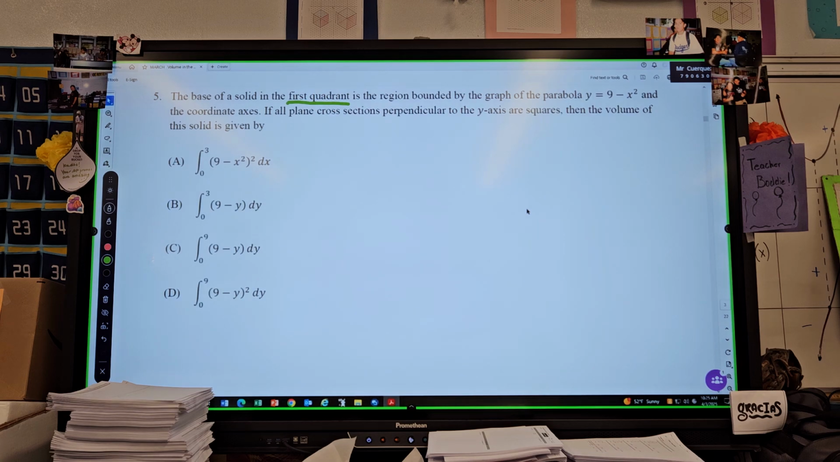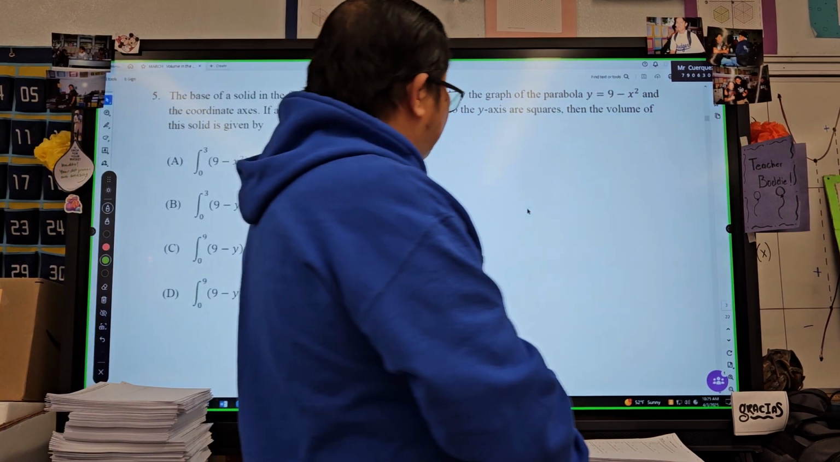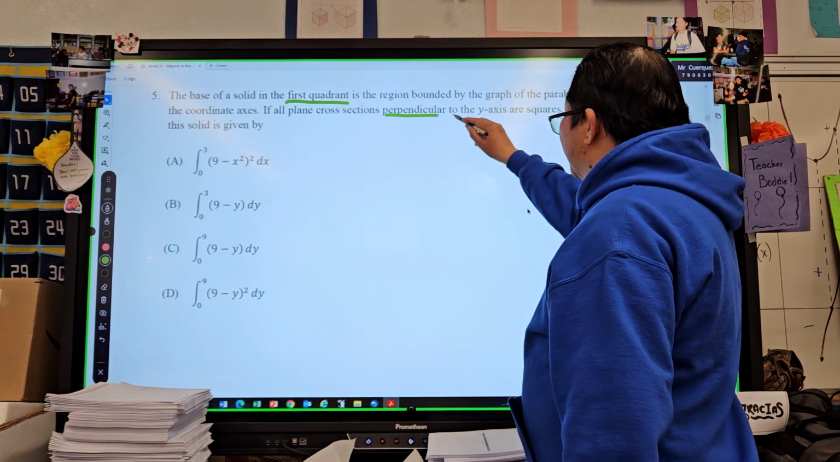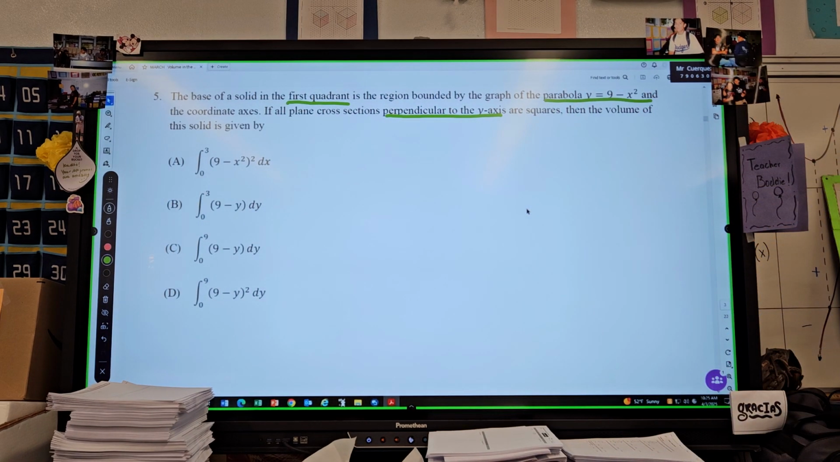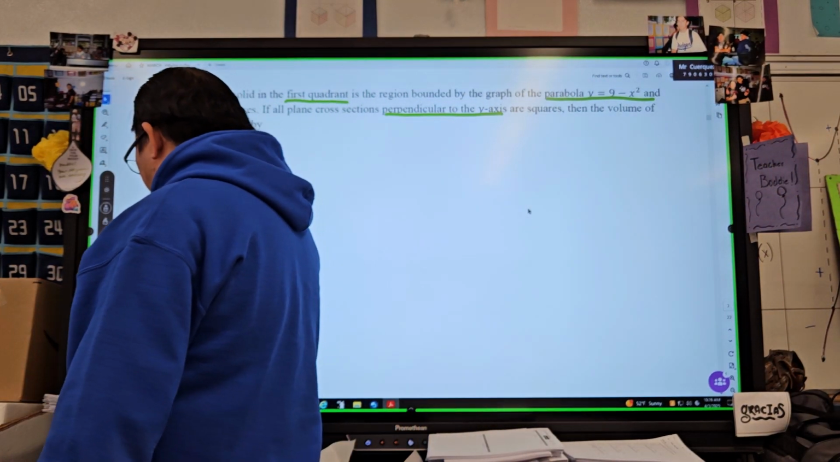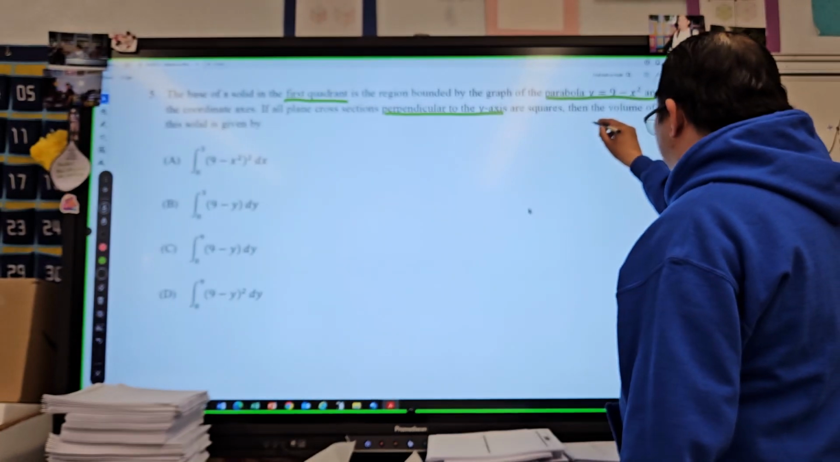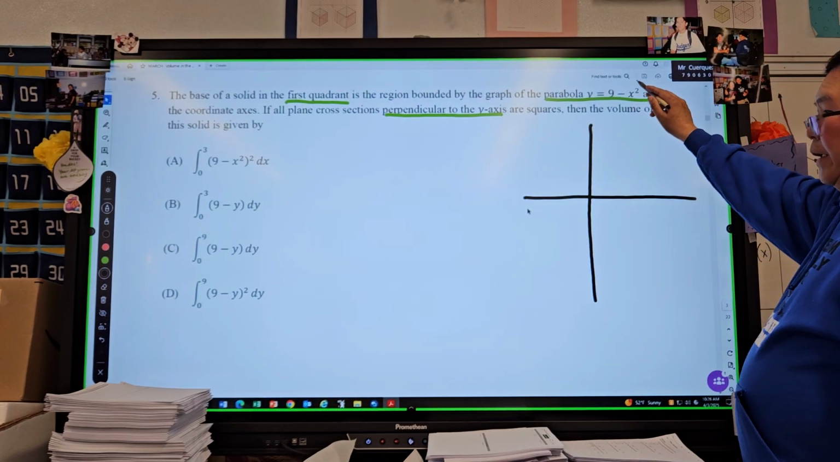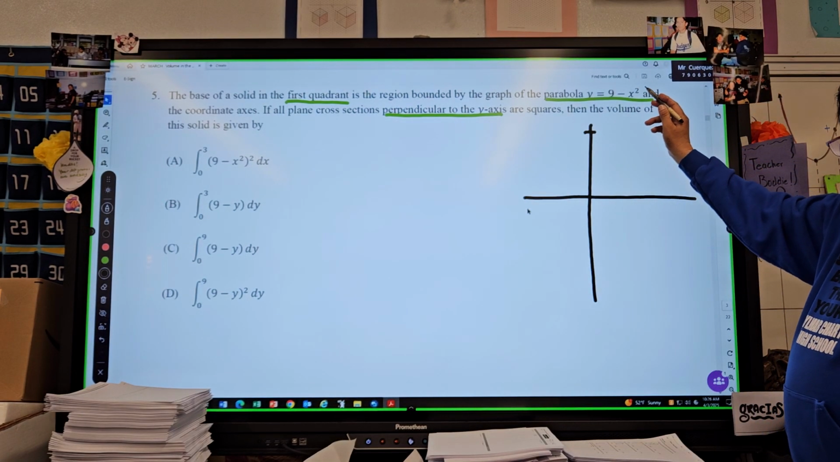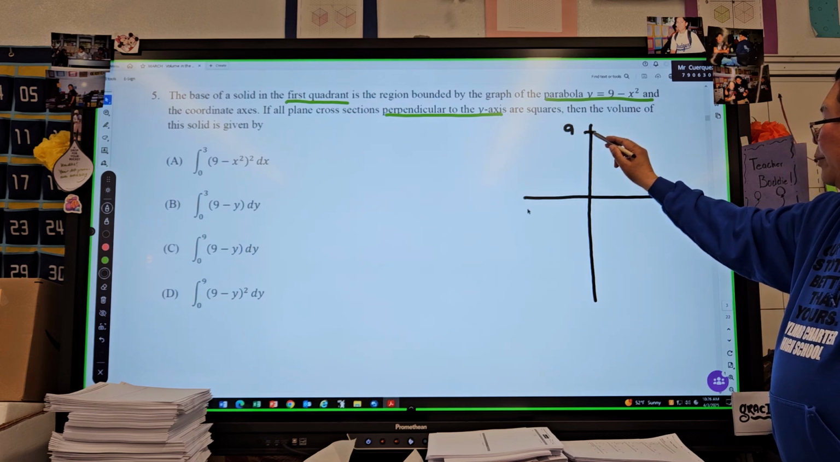Okay. So where is the perpendicular axis? X or Y? It's gonna be perpendicular to the y-axis. And the given parabola is 9 minus x squared. So we only concern the first quadrant. Our concern is first quadrant only. So if we have this graph, this is 9, right? And then the parabola goes this way.